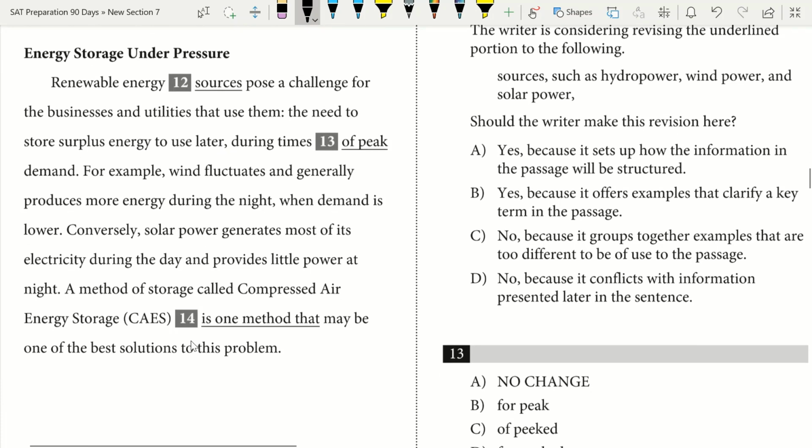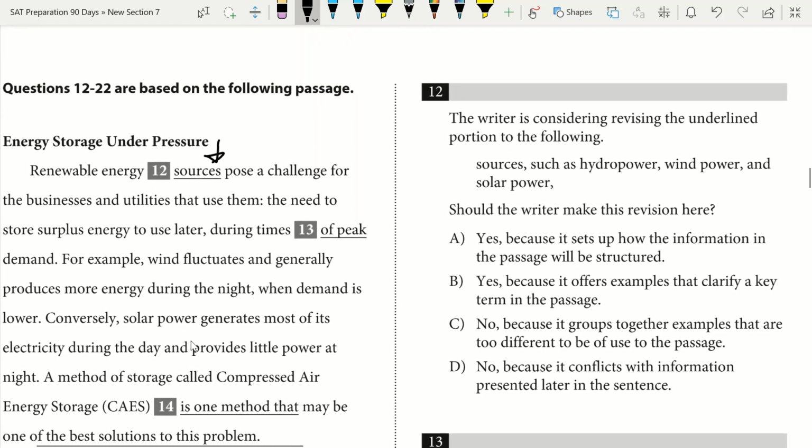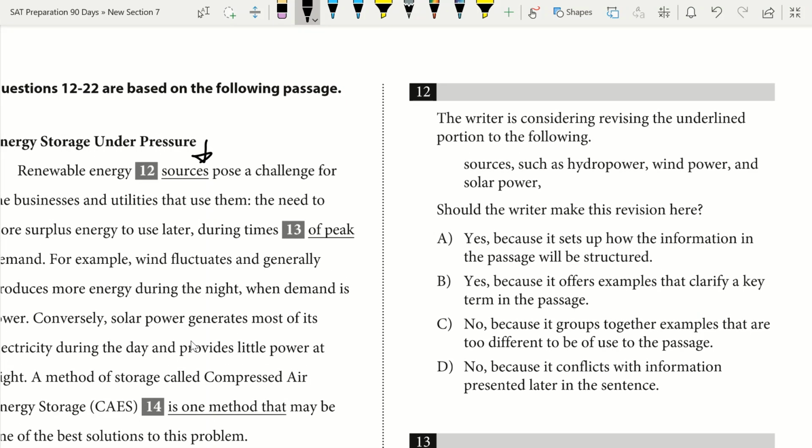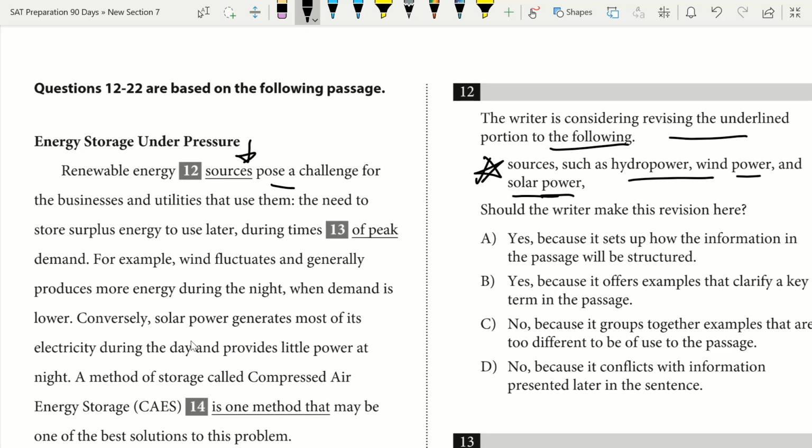All right, questions 12 to 22. We've got "Energy Storage Under Pressure," renewable energy sources. I see that I have one word underlined in the middle. Normally I'd be looking at something with tone, but in this case, as I glance over it, I'm going to have something with switching something. So the writers are considering revising the underlined portion of the following: "Renewable energy sources such as hydropower, wind power, and solar power pose a challenge for the businesses and utilities that use them."